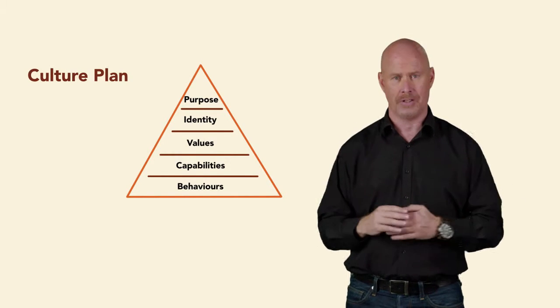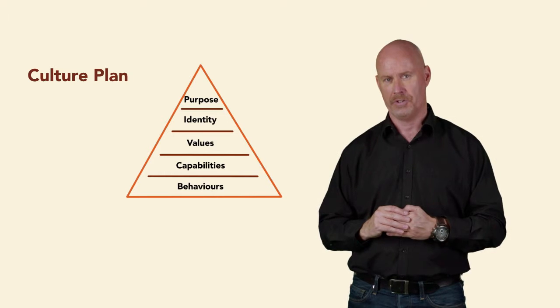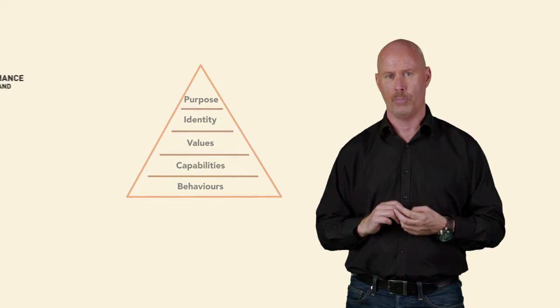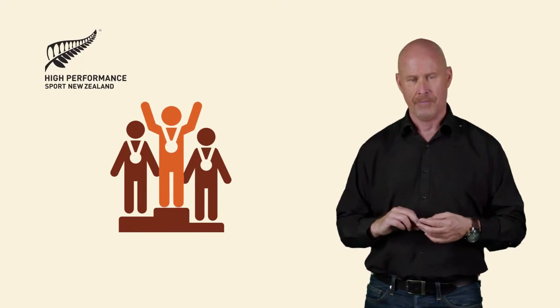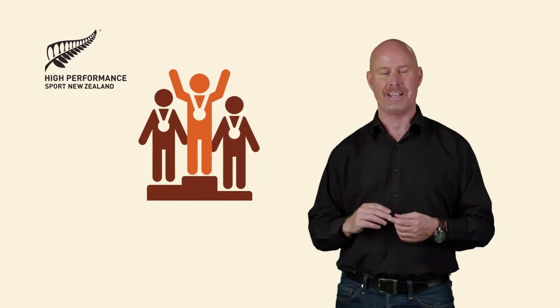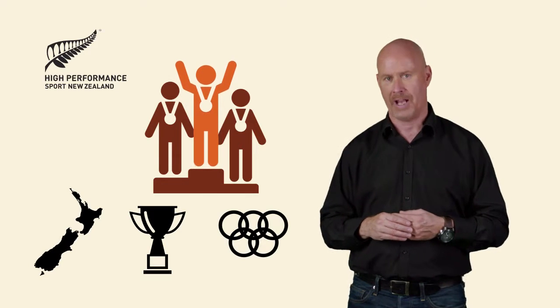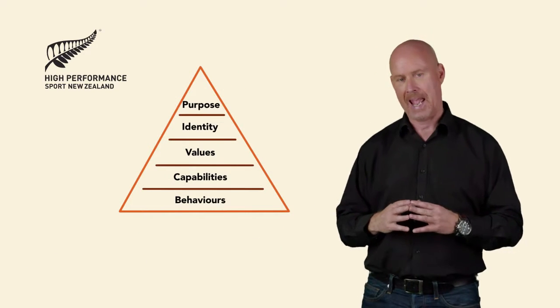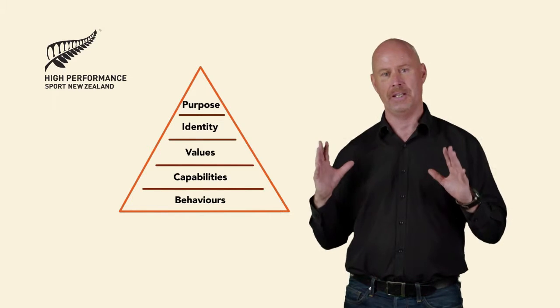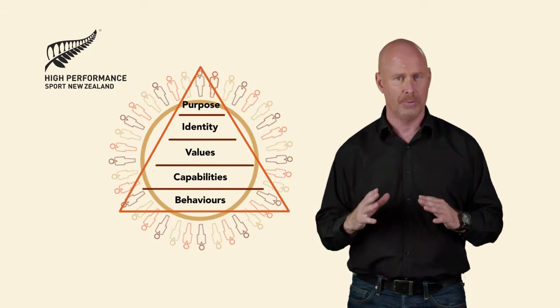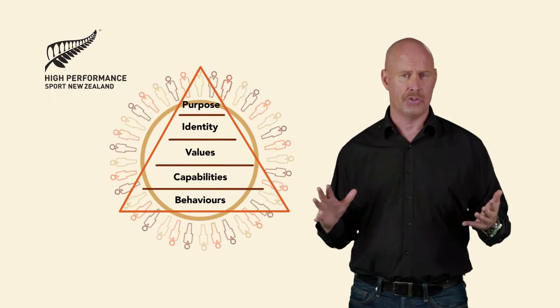If you have a look at the image that's in front of you now, you'll see an example of the completed product of a culture plan that was developed by one of my clients, High Performance Sports New Zealand. This is the organisation that looks after New Zealand's athletes that represent the nation in World Championships, the Commonwealth Games, and of course the Olympic Games.